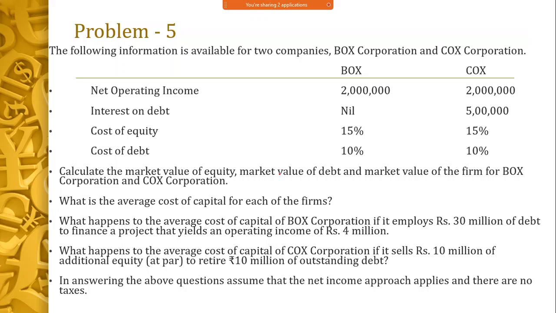What happens to the average cost of capital of Box Corporation if it employs rupees 30 million of debt to finance a project that yields an operating income of rupees 4 million? What happens to the average cost of capital of Cox Corporation if it sells rupees 10 million of additional equity to retire 10 million of outstanding debt?